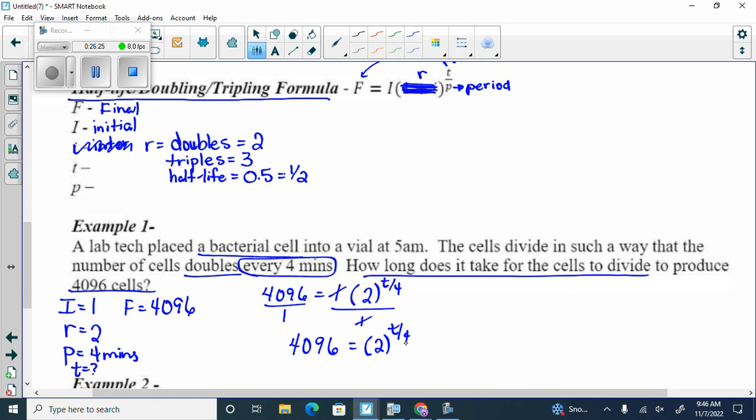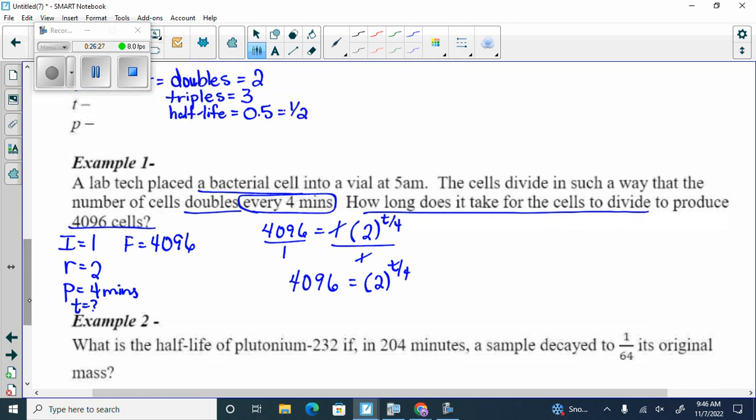2 to the what is 4,096? 12. So we get 2 to the 12 equals 2 to the t over 4. And now I can set the exponents equal. 12 equals t over 4, multiplied by 4. And t equals 48.